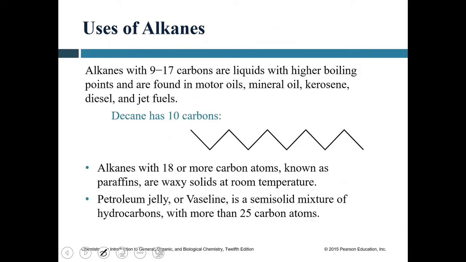Alkanes with 9 to 17 carbons are liquids with fairly high boiling points, and you can find them in liquids like kerosene, diesel, motor oil, jet fuels. And alkanes containing 18 or more carbon atoms are usually solids, we call them paraffins. For instance, petroleum jelly or Vaseline is a mixture of hydrocarbons, and most of them contain more than 25 carbon atoms.